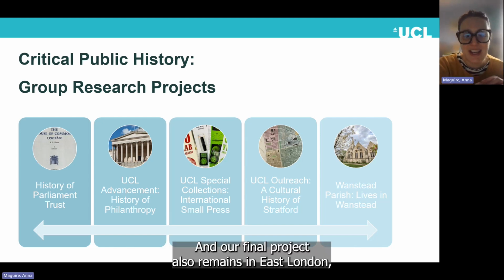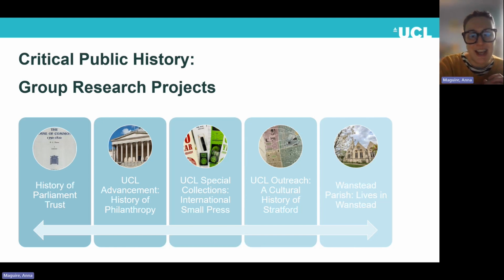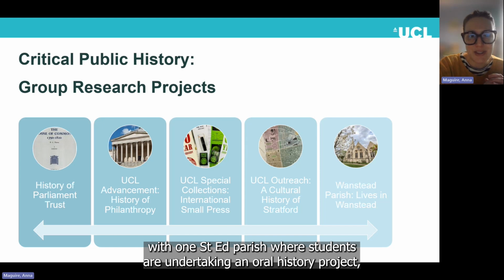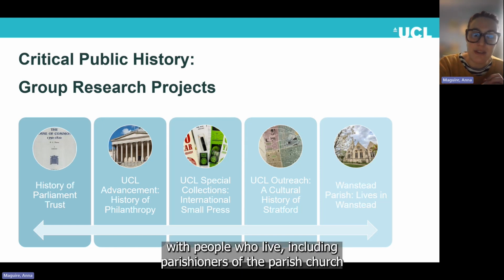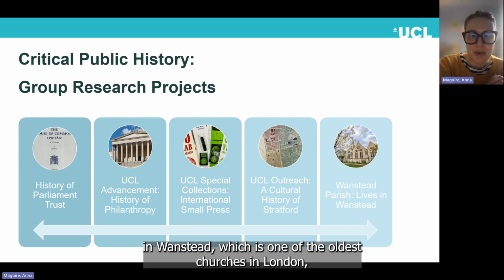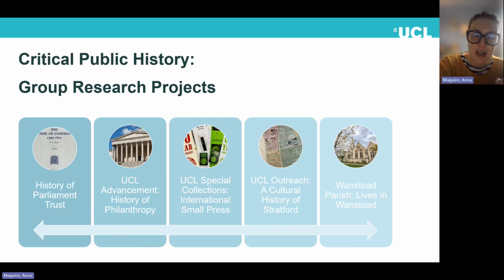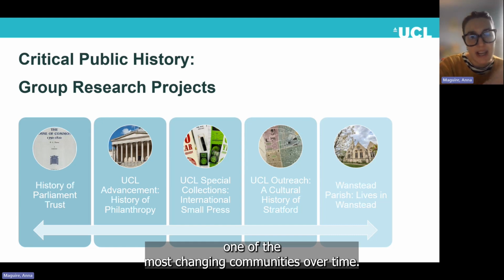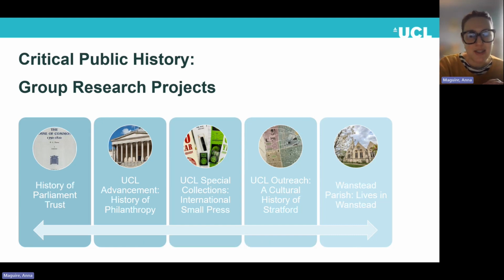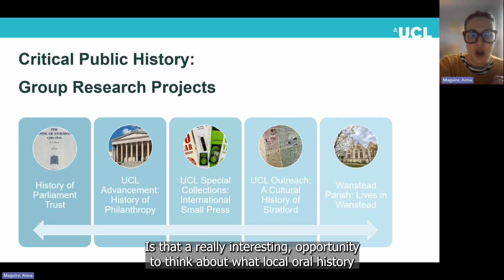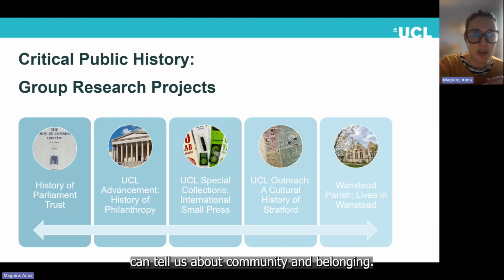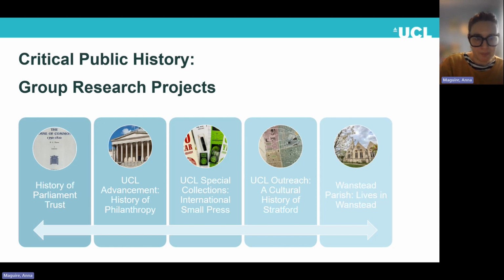And our final project also remains in East London with Wanstead Parish, where students are undertaking an oral history project with people who live there, including parishioners of the parish church in Wanstead, which is one of the oldest churches in London, one of the most changing communities over time. So this is a really interesting opportunity to think about what local oral history can tell us about community and belonging.